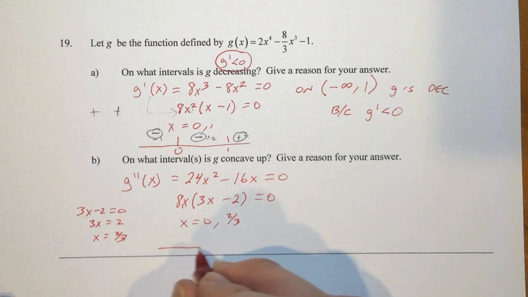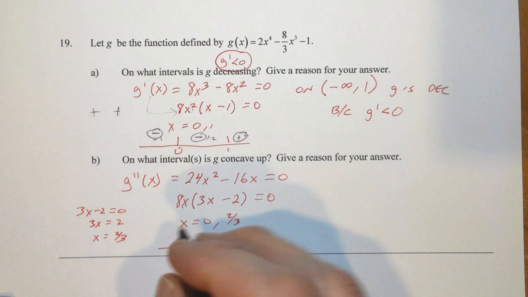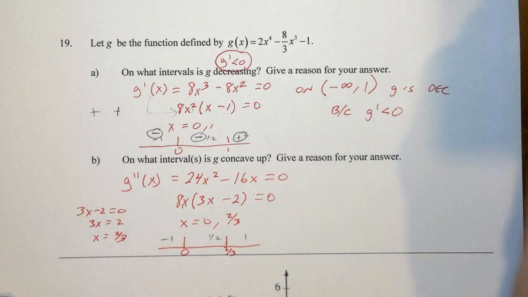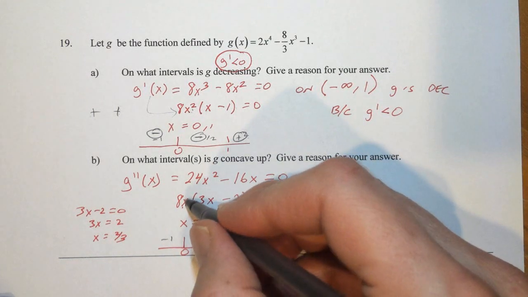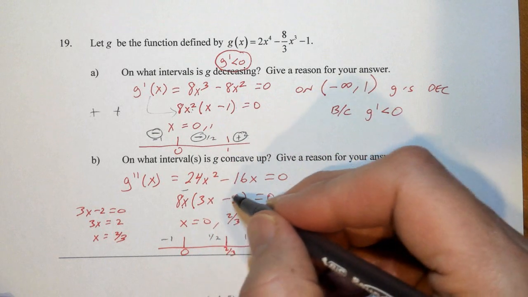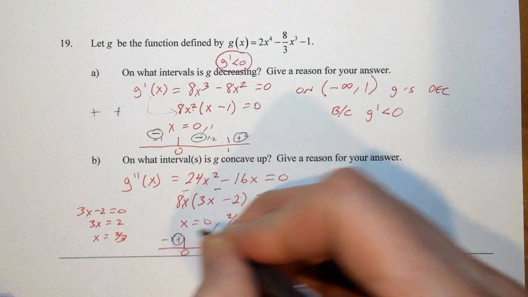So we're going to throw those two numbers on the number line. Pick some test values, -1, 1/2, 1. Plug them into the second derivative. If we plug -1 in here, we get a negative. If we plug -1 in here, -3 minus 2 is a negative. Negative times a negative is a positive.